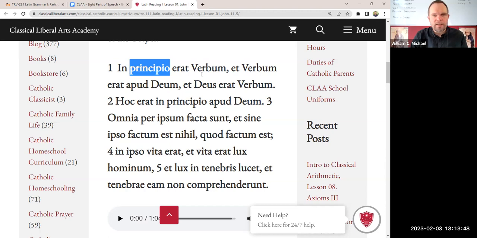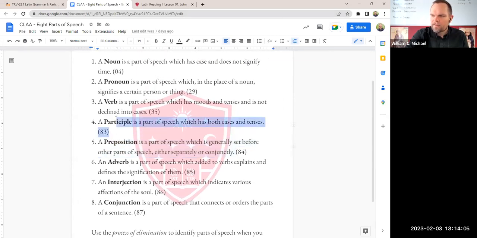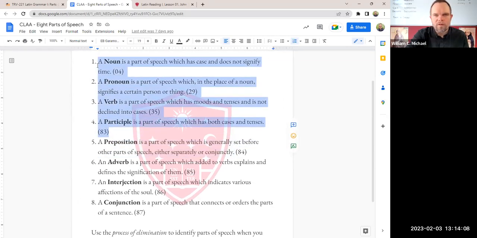If you look principio up in a dictionary, you won't find it because this is not the nominative case form of the noun. So principio can have other forms, and the reason why that's important, that's our first question always, is that it must be one of the first four parts of speech, since it can have different forms. So let's go through these definitions and use the process of elimination to figure out what part of speech principio is. First, a noun.